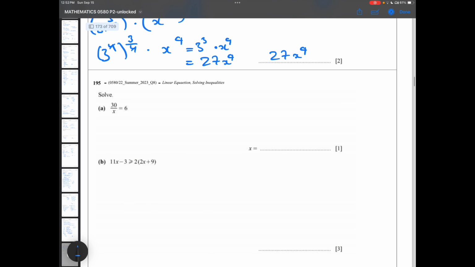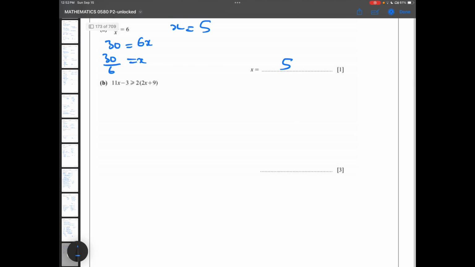Now question number 195. It says solve 30 upon x is equal to 6. This is a very simple question. x is being divided over here. When I move it to the right side, it gets multiplied with 6. It becomes 6x. Now if I shift 6 to the left side, it gets divided into 30, and we get x is equal to 30 upon 6, which is 5.